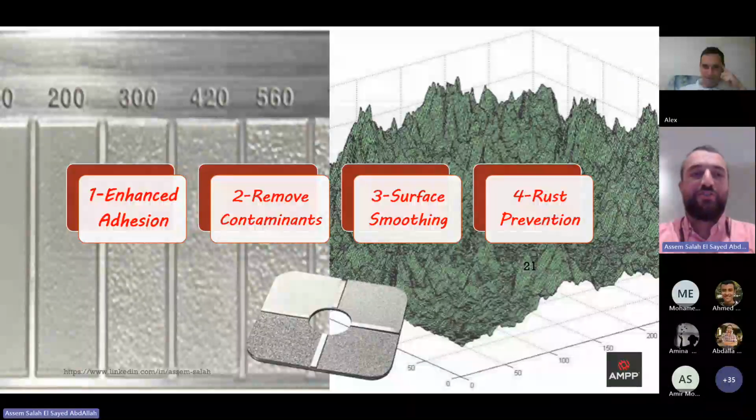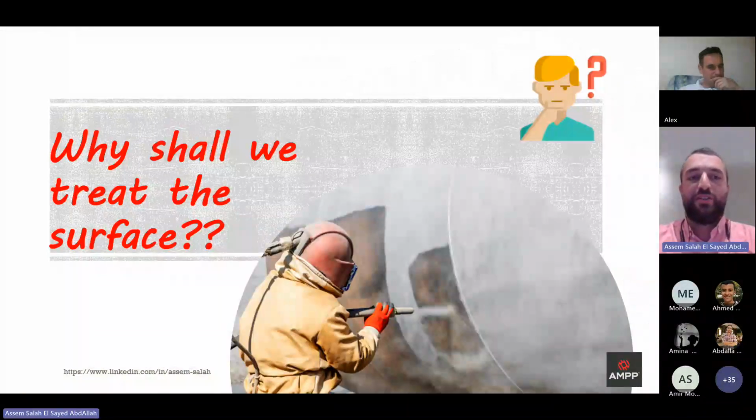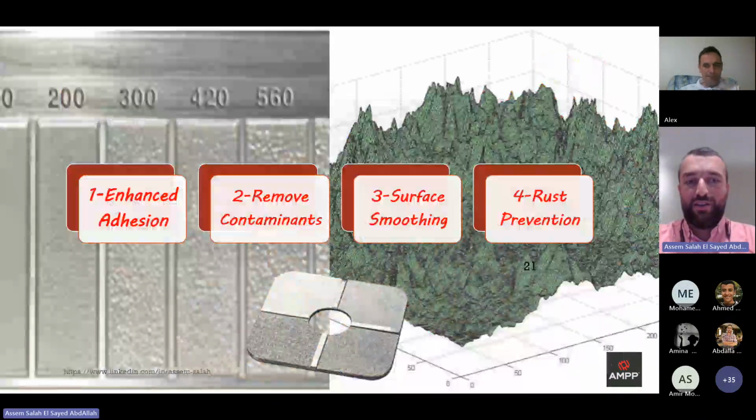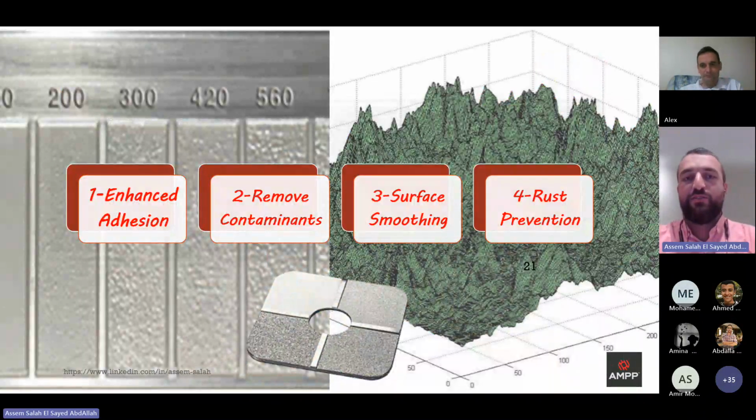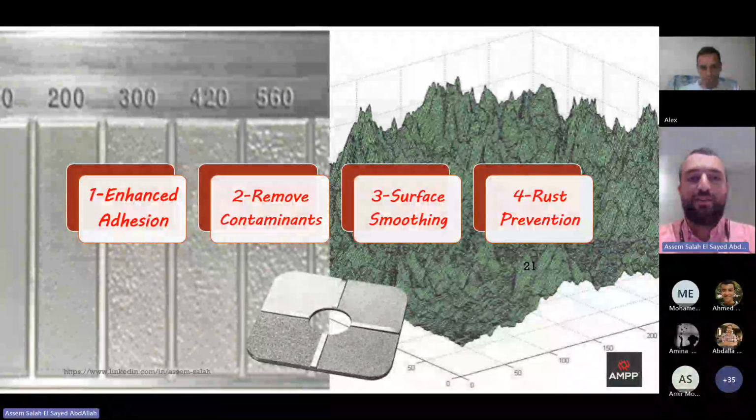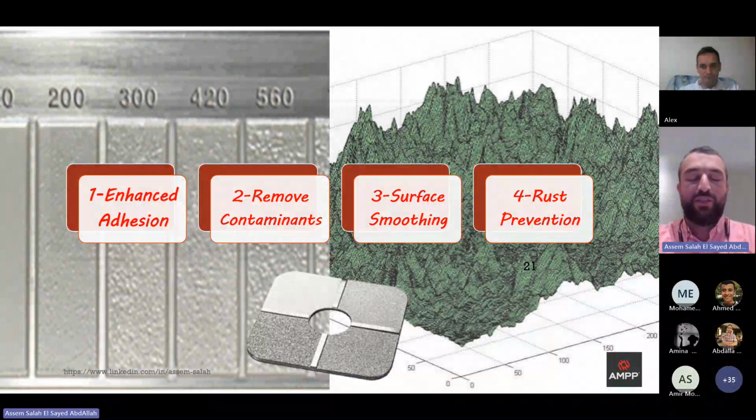And the question here is, why shall we treat the surface? I think that we shall treat the surface for these 4 reasons. First reason is to enhance the adhesion between the coating layer and the metal. The second reason is to remove any contamination. You may have salt, you may have dirt on the surface. You have to remove it. And the third reason is surface smoothing.